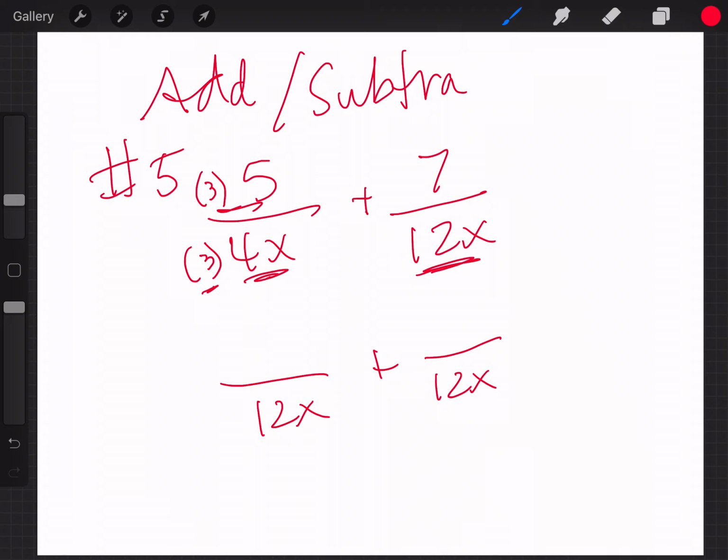The top here is going to be 15. That 7 is going to stay because nothing got changed. Your answer is 22 over 12x.